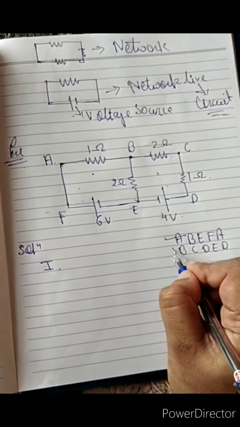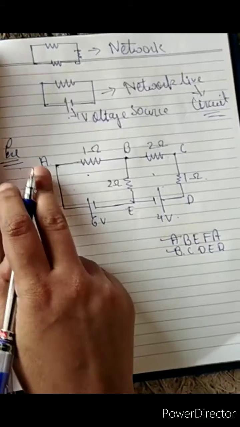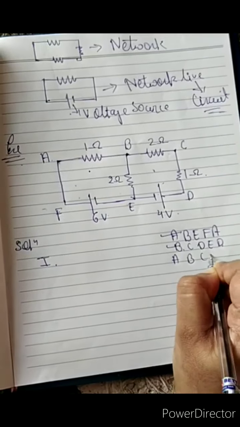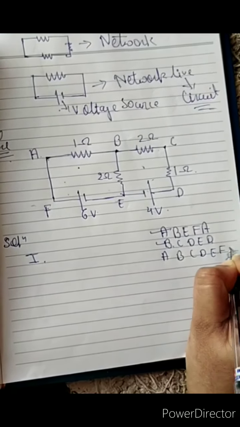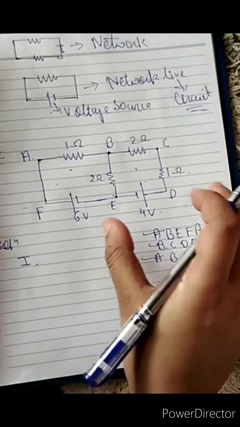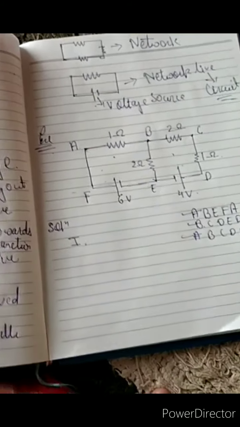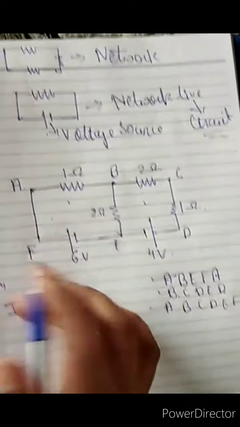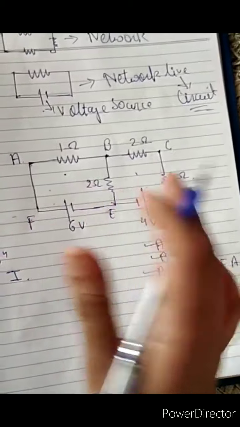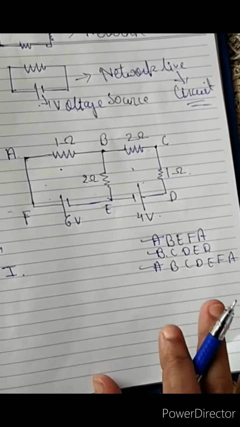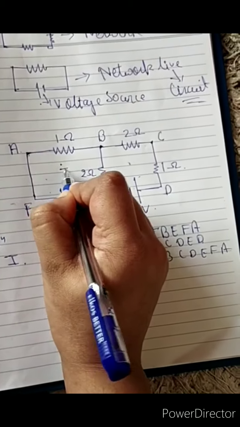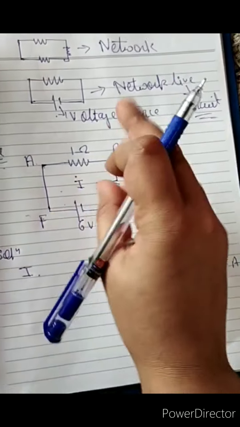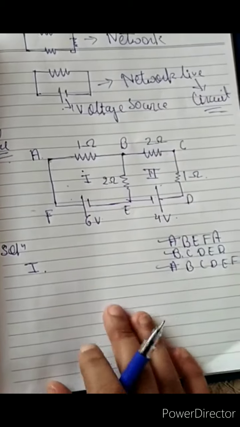Can you find the third one also? Yes, I can find A, B, C, D, E, F and A again. So we have 3 closed circuits, and if you find more, that's also alright. Now what I want you to understand is, you can take any of these 3 circuits and solve the entire problem. I will take this first loop and this second loop, solve them separately, and then find the parameters and variables.